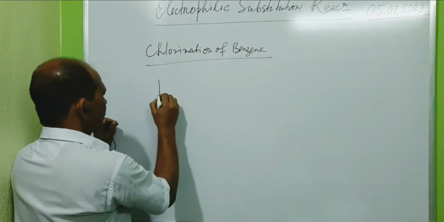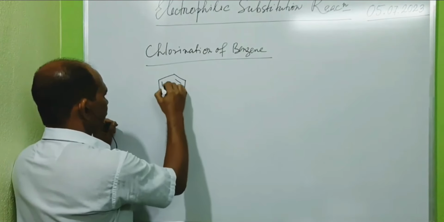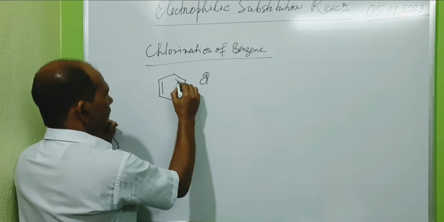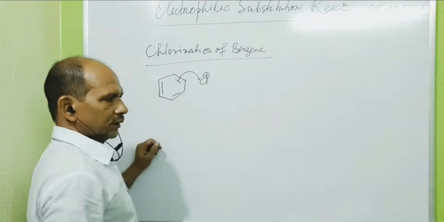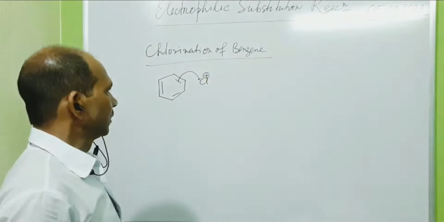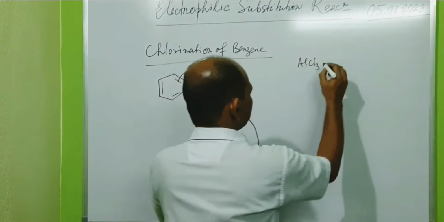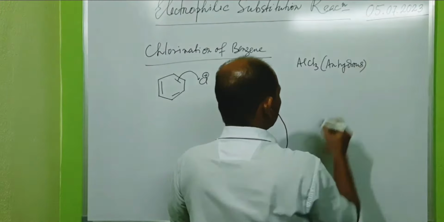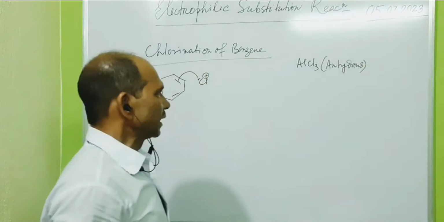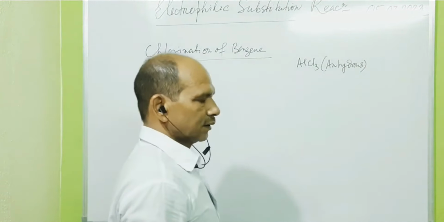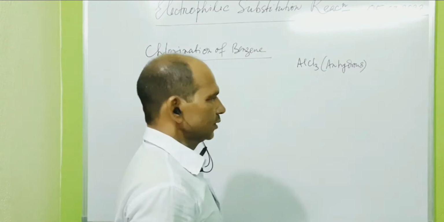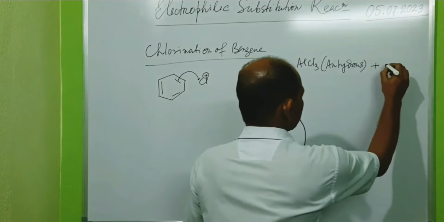Look at the structures. This bond will attack the Cl plus. How is Cl plus then generated? By anhydrous aluminum chloride, the catalyst, which generates it.